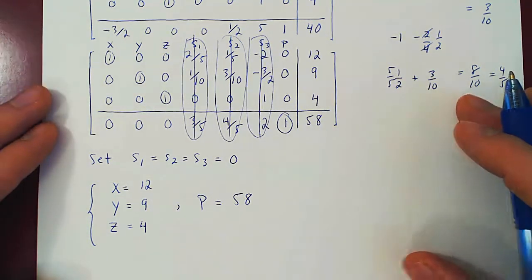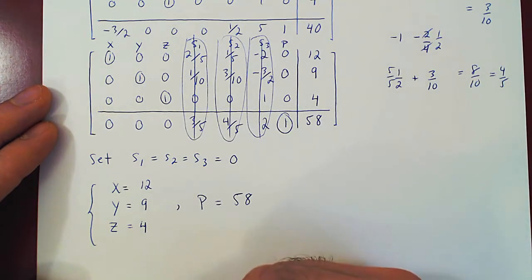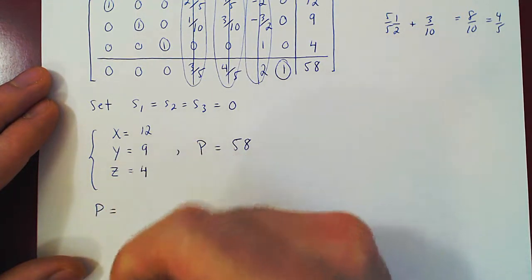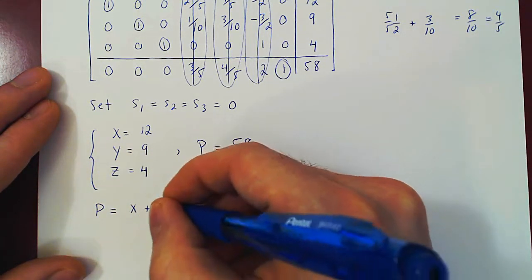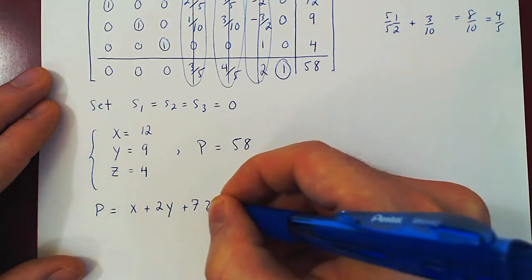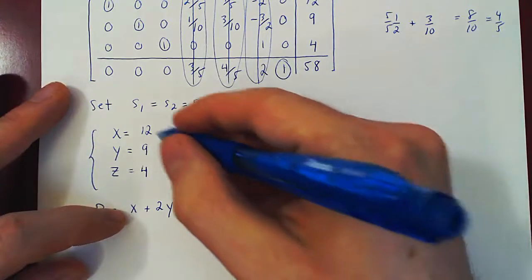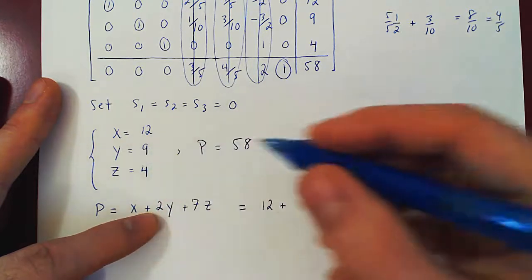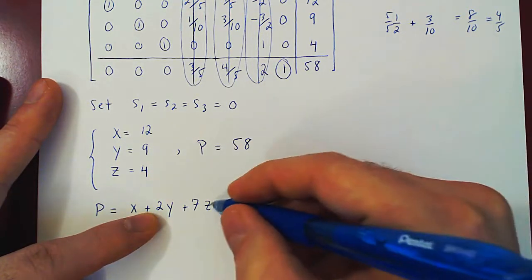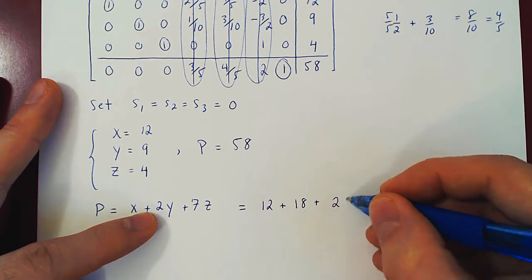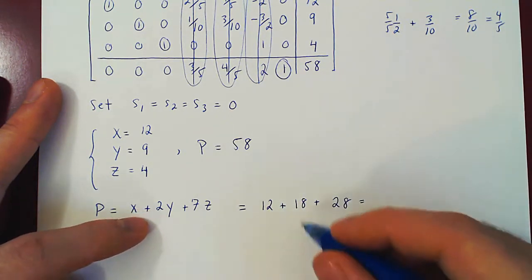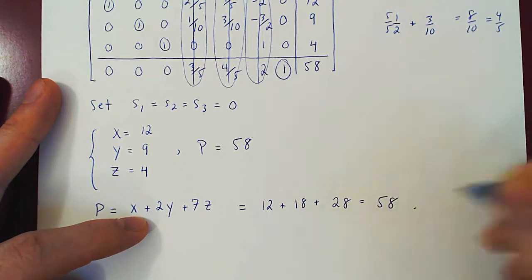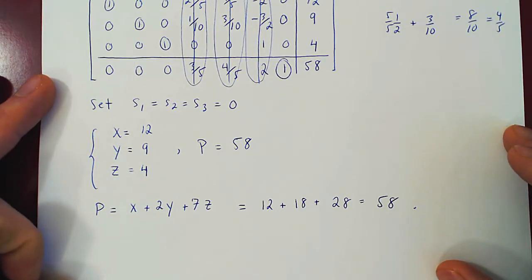Once again, we can do a quick check to see that this is consistent with the original objective function p. Well, if you recall, the function was x plus 2y plus 7z. If you replace x by 12, 12 plus 2 times y, 2 times 9, 18, plus 7 times z, which is 4, plus 28. Well, 12 plus 18 is 30. 30 plus 28 is 58. So it does work out.